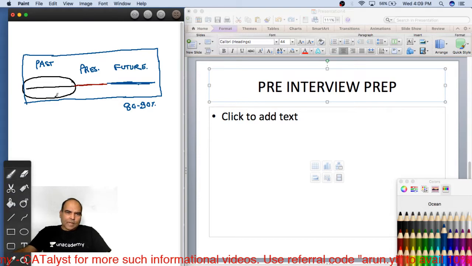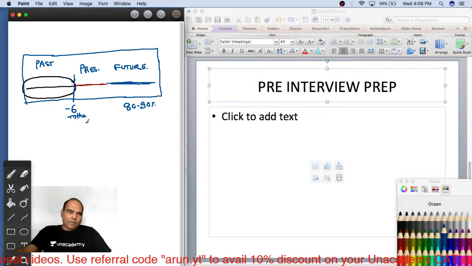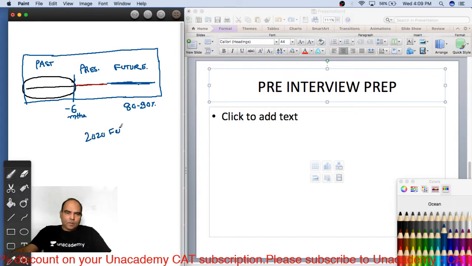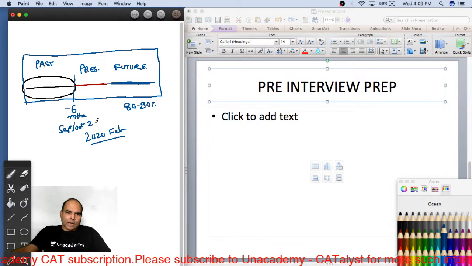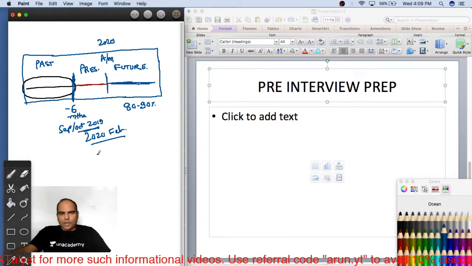So if I look at the physical aspect of this timeline, your past is 6 months ago, from minus 6 months from today. So if you're going for an interview in February 2020, your past would be anything which is before September, October 2019. Your present for a February 20 interview will start from October 2019 and continue to 3 months later, maybe April, May 2020.